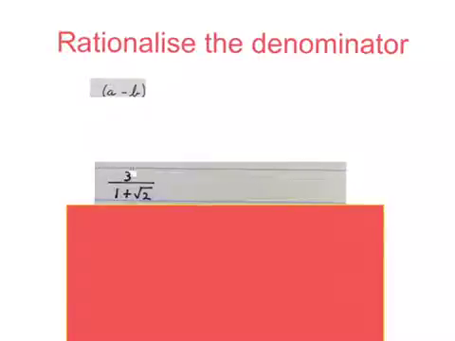The next question, we have to rationalize the denominator of this fraction. So we have a 3 at the top and a 1 plus square root of 2 at the bottom. You don't want that square root down there anymore.